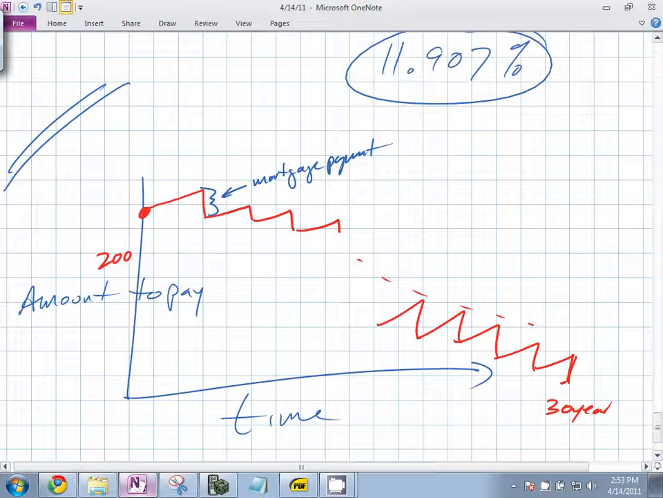Here's the deal. What's the tricky calculation? You want to know how much you should pay every single month so that at the end of 30 years you will have paid off everything. I cannot prove the formula to you, but this is what it is.